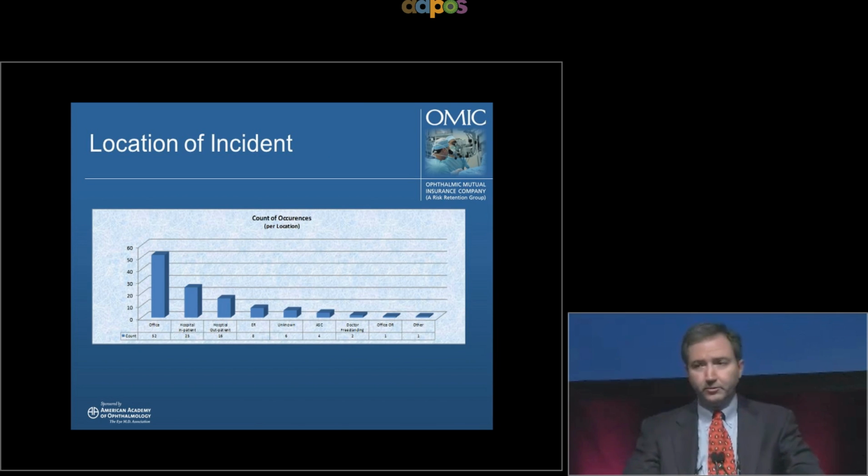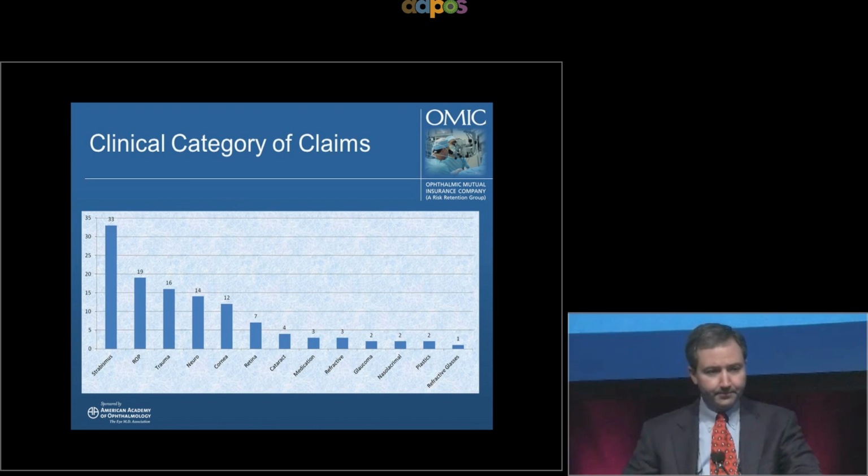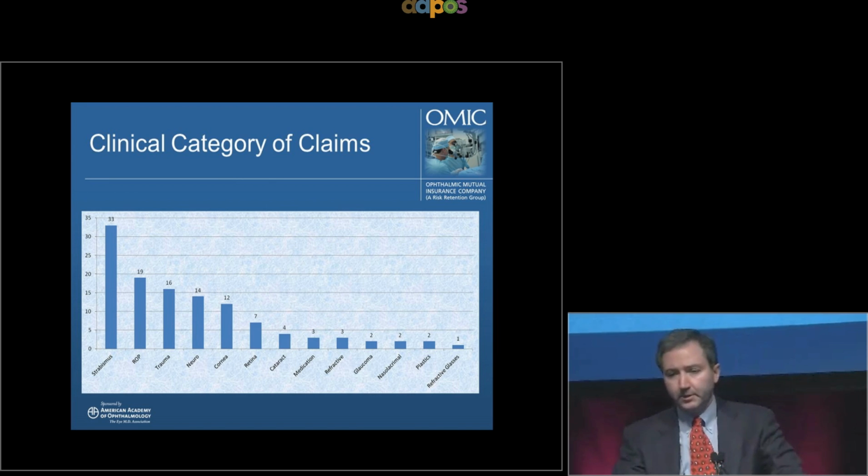And where was the location of the incident? Most occurred in the office, followed by the hospital inpatient setting. And what was the clinical category of the claim? Most were strabismus cases, followed by retinopathy of prematurity, trauma, neuropediatric claims, and so forth.